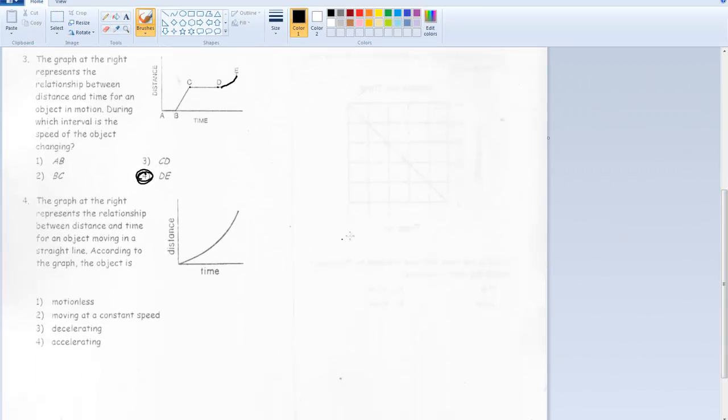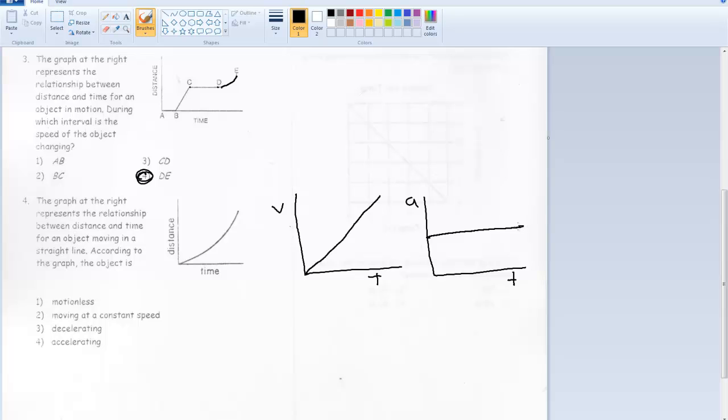All right, number four, the graph represents the relationship between distance and time for an object moving in a straight line. According to the graph, this object is. So here we have another distance versus time graph. So I'm going to draw the velocity time graph and the acceleration time graph for this as well. So when we see a shape like this, this implies a constant acceleration. And in constant acceleration, the velocity is changing with time. So the velocity is increasing with time. And in this case, acceleration is what's constant.